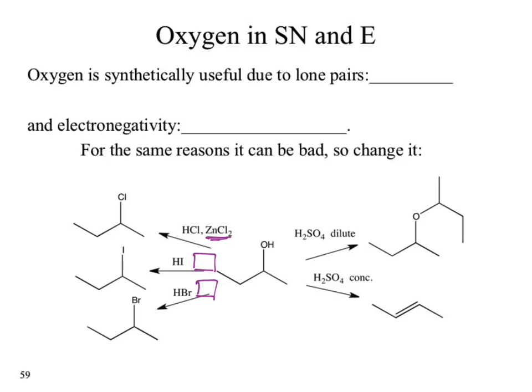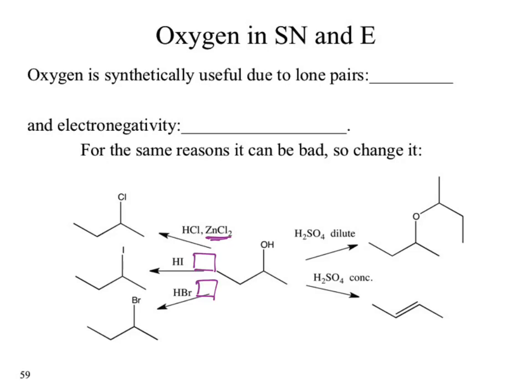I is bigger. If I is bigger, what does that mean about HI versus HCl? It's easier for the hydrogen to leave. It's easier for the hydrogen not to leave, but to come off or to be removed, which means HI is more acidic. If it is more acidic, can it protonate the oxygen faster? Yep. Which then means the leaving group is better, leaves faster.